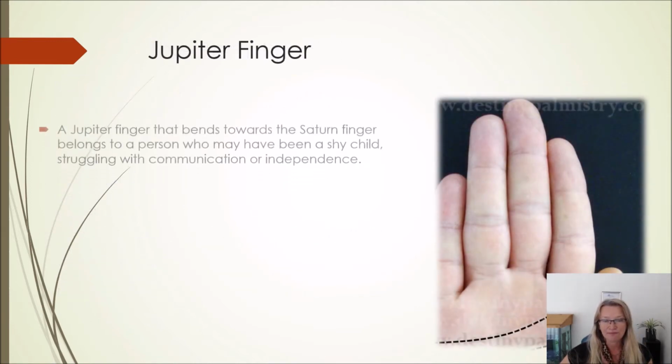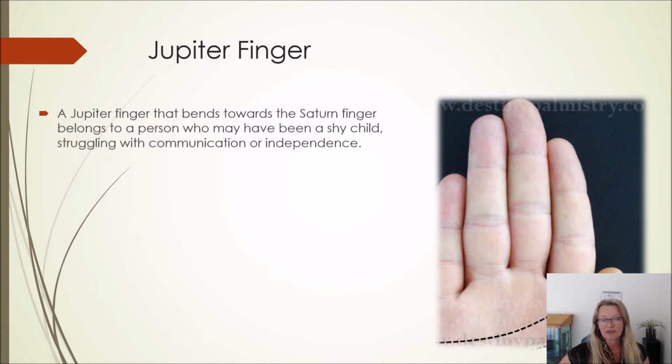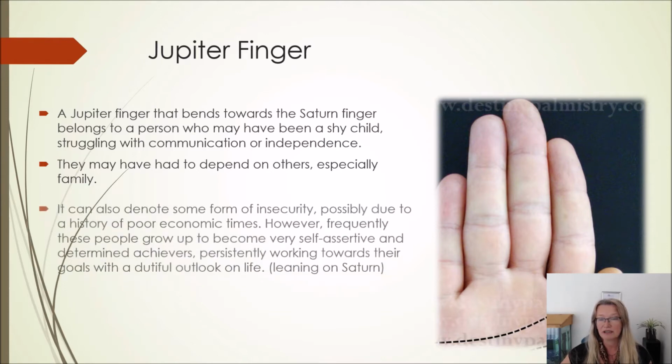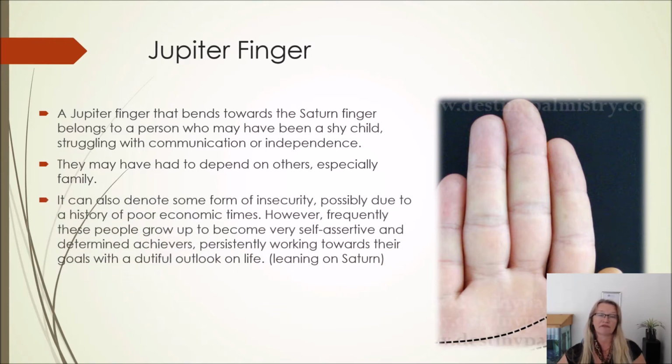So the Jupiter finger bending towards the Saturn finger can belong to a person who was a shy child. They may have struggled with communication or independence. They may have had to depend on others, especially family, during, for instance, the younger teenage years. They were quite dependent. They needed the security of the family. And in general, they might, in life, need the security of a partner or their career, for instance.